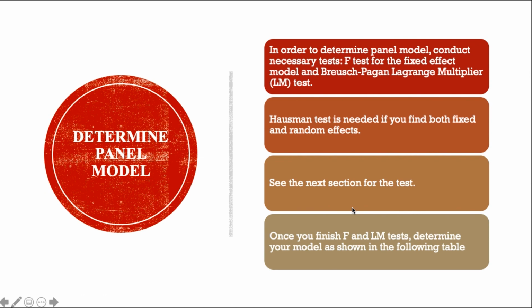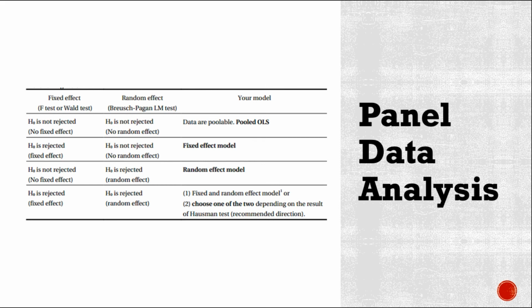So how do we determine whether the panel model is fixed effect? In order to determine the panel model, we necessarily conduct the F test for the fixed effect and the LM test for the random effect. The Hausman test is needed if you find both fixed and random effect, and we can see the hypothesis in the next slide. Once you finish with the F and LM tests, determine your model as shown in the following table.